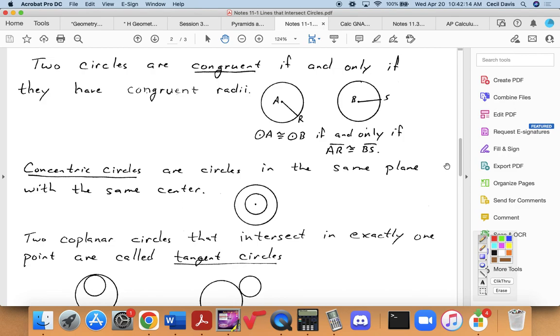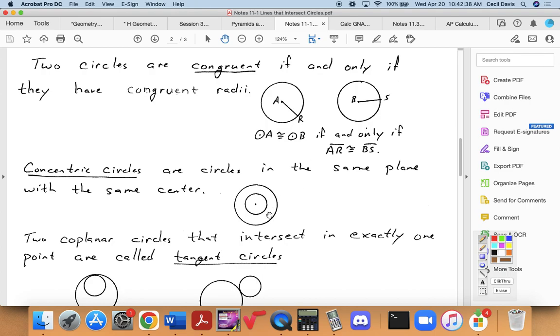Two circles are congruent if and only if they have congruent radii. In other words, these two circles are congruent if these two radii are congruent, and the other way around is also true. If these two circles are congruent, these two radii are congruent. That if and only if means that it works in both directions.